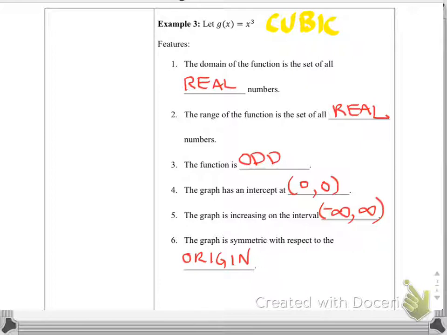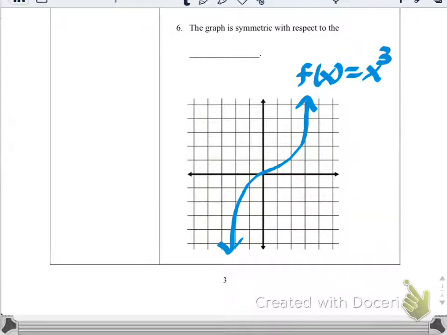The domain of the function is a set of all real numbers. The range is a set of all real numbers. This function is odd. It has an intercept at (0, 0). It's increasing everywhere, because remember, you read a graph from left to right. So if you follow that curve, it's steadily going up. And it's symmetric with respect to the origin, okay? If you were to put a mirror diagonally at the origin, then it would mirror what's on the other side, okay? So those are the cubic function characteristics. And again, that's how it looks.